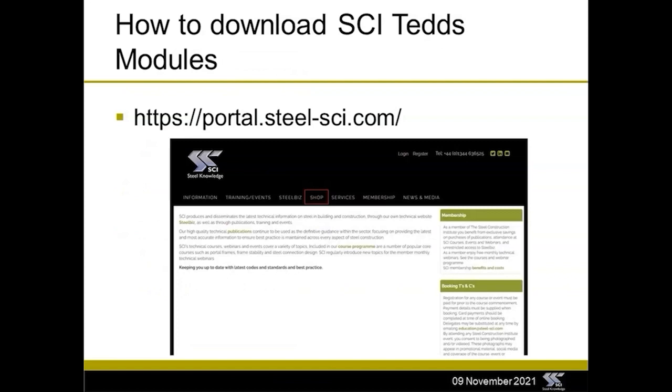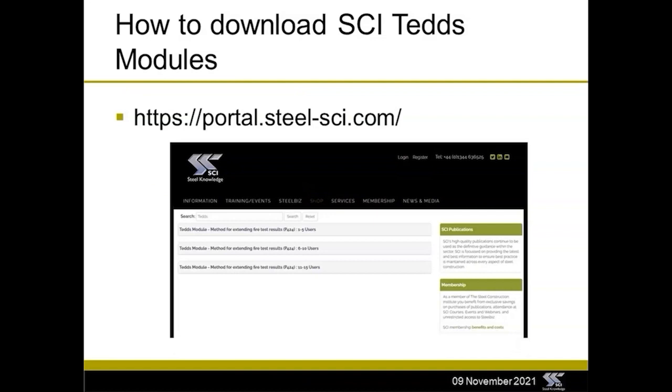What you need to do is click on that, the shop button there. That will bring you up with a big long list of all the items that are currently available in the SCI store. All you need to do is type TEDS into the search bar at the top, hit search, and that will filter down to all the TEDS modules that are currently available. You'll see here a list from our testing. You can see you just need to select the option that is applicable to your company in terms of number of users. The store will ask you to either log in or register with an account. Once you've done that, you can proceed through the checkout process.